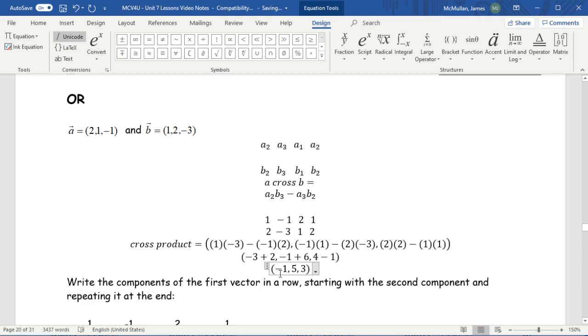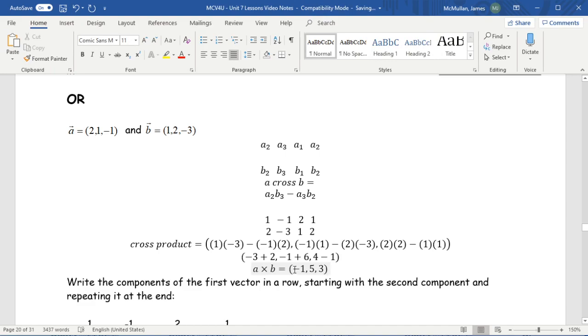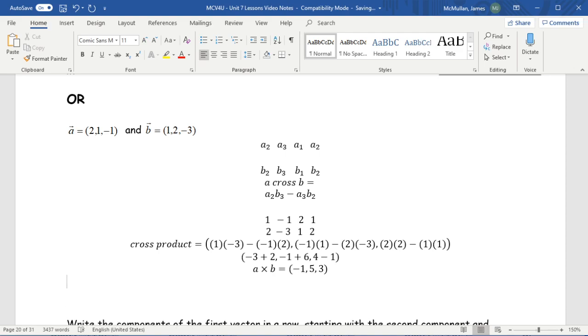So this is negative 1, positive 5, and 3. And this is equal to A cross B. I'm going to ignore the vector signs, but it should have vector signs. A cross B is negative 1, 5, and 3. How do I know if I did this right? Because that's a lot of little steps, right?